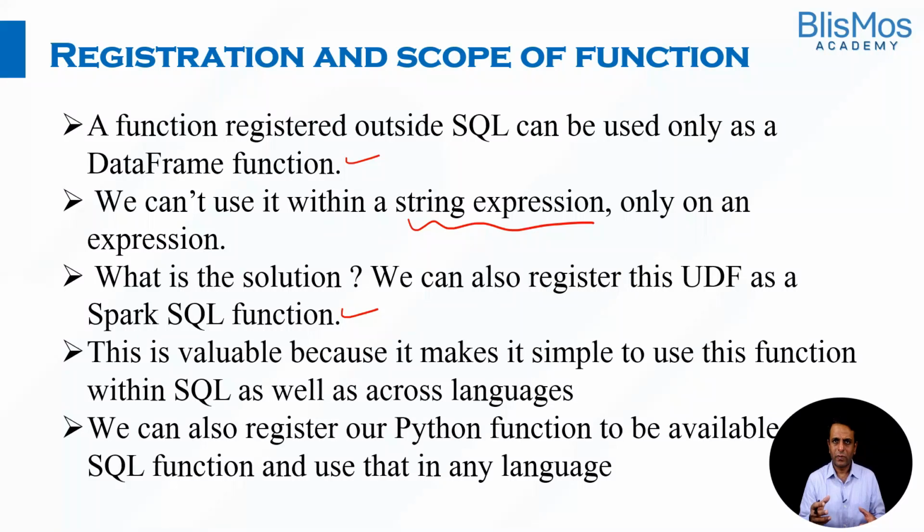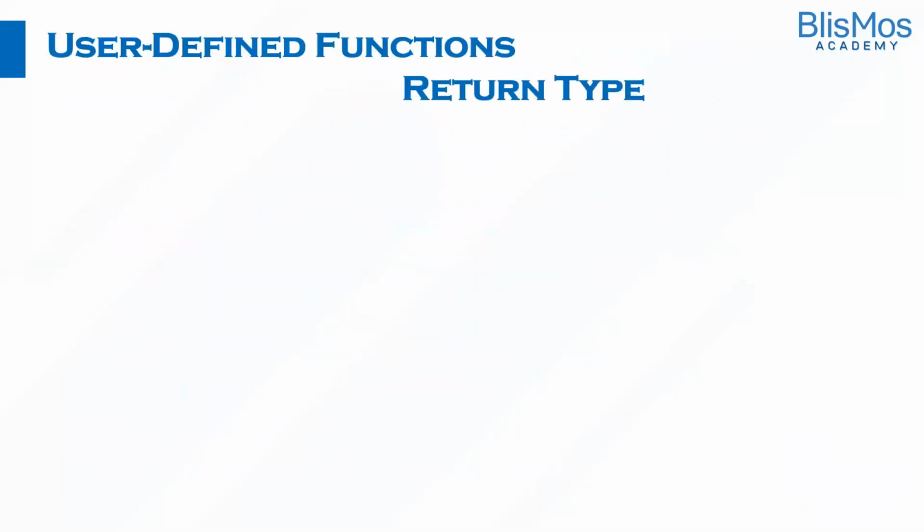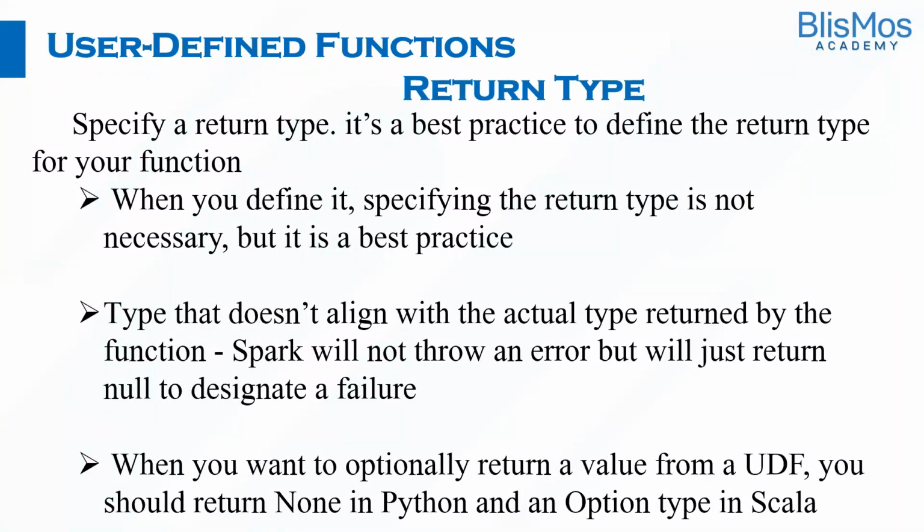For example, the Python function which I just showed you can be made available across the programming languages, across the executors, by registering it as a SQL function. One more important aspect is we have to be very careful with the return type. As you know, when we define a function, we have to provide the return type. Best practice whenever you define a user-defined function would be to define the return type.